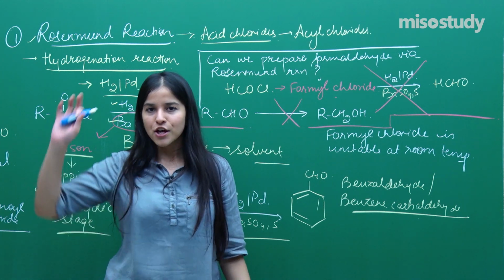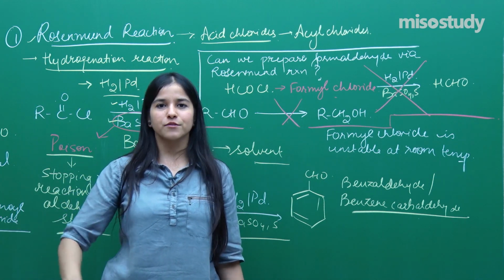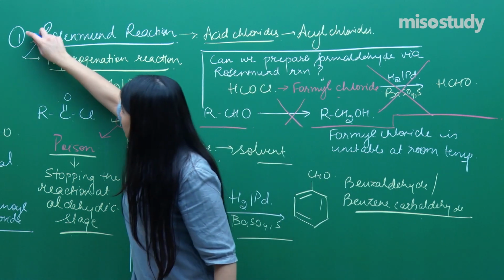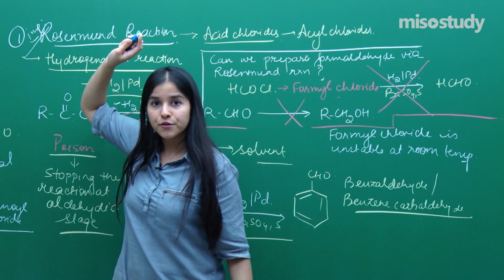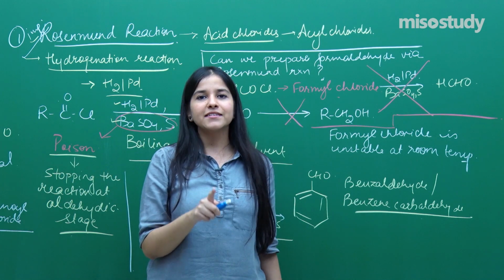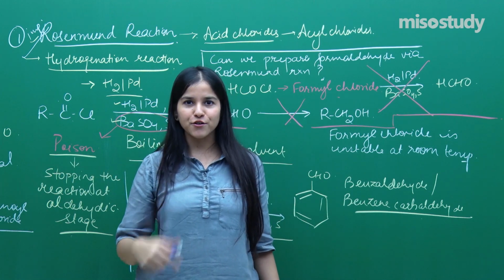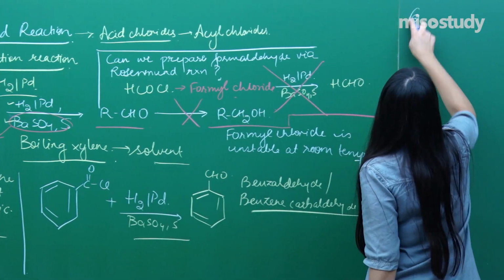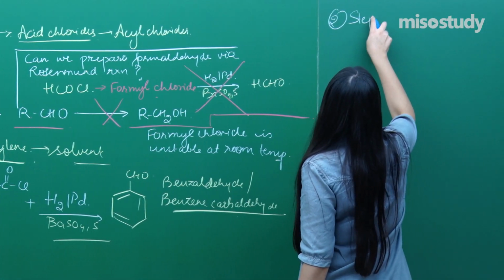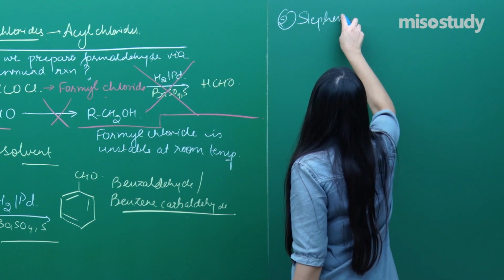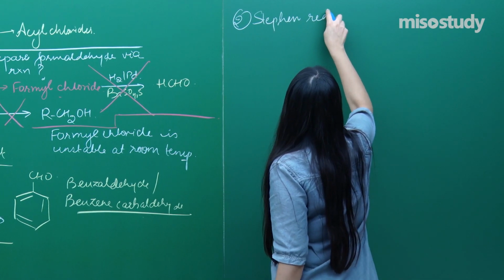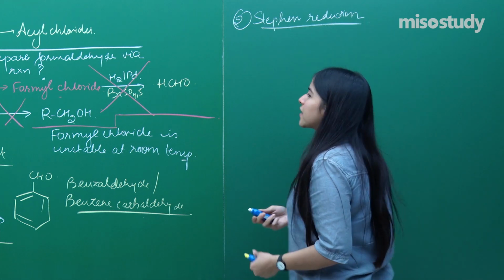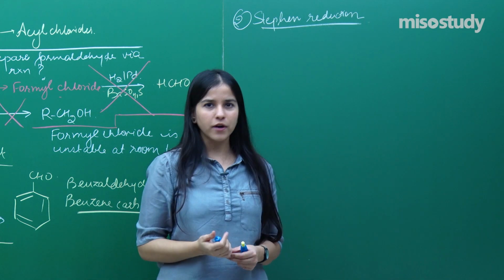Clear with the idea? So, that was it under the category of Rosenmund reaction. I hope everybody is clear with the idea. Quite an important process, mark this as important. Fine. Let us now talk about another kind of reduction process that is known as Stephen reduction. Stephen reduction or Stephen reaction, it's one and the same thing.